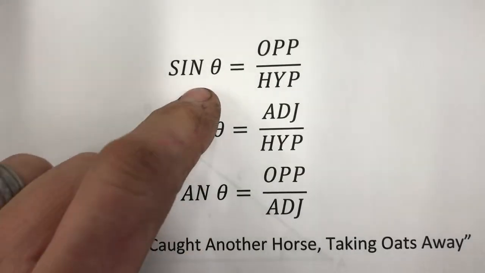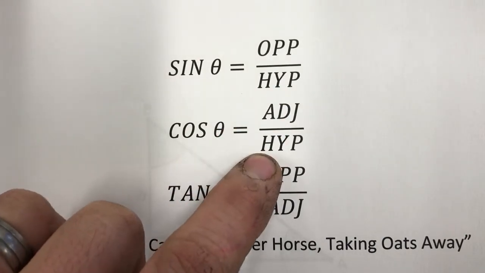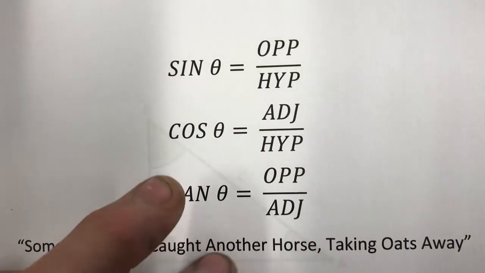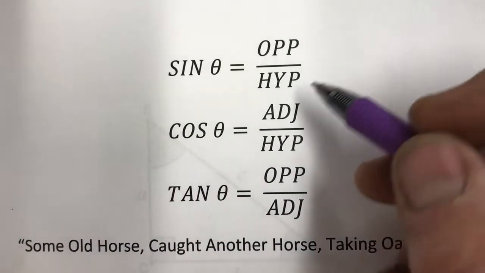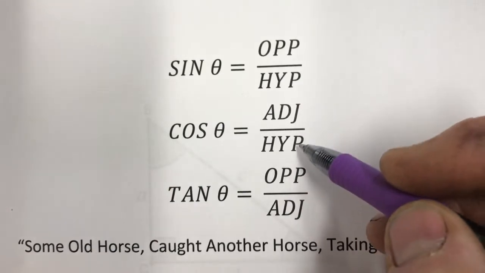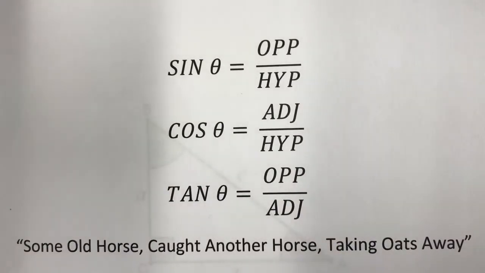So sine is the opposite leg over the hypotenuse. Cosine is the adjacent leg over the hypotenuse. Then we have tangent. Tangent is the opposite leg over the adjacent leg. Or we'll just say opposite over hypotenuse, adjacent over hypotenuse, opposite over adjacent. We won't say the legs.